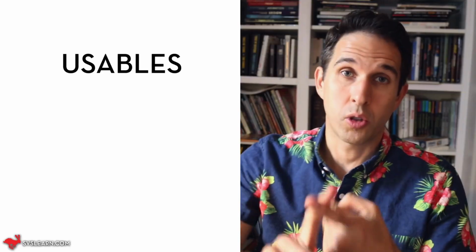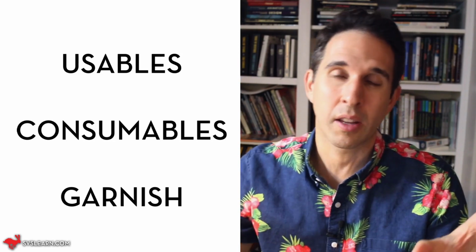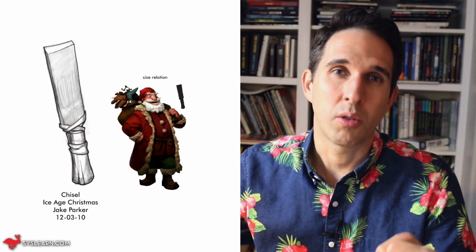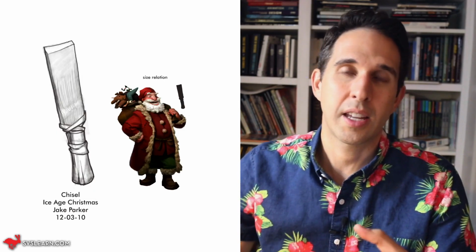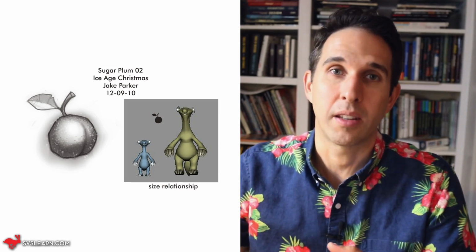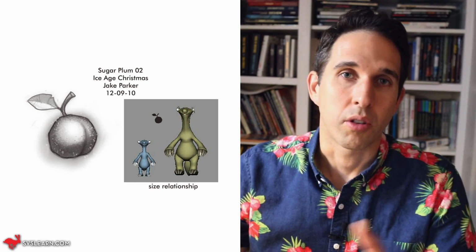All right, so there's three basic categories to prop design. There's usables, there's consumables, and there is garnish. I'm going to give you examples of each of those. A usable is anything that a character uses. They hold it, they sit in it, it's some sort of object that they're using to accomplish a task. A consumable is something that they eat or that they spend. It could be fuel, it could be a hamburger, could be water, something like that.